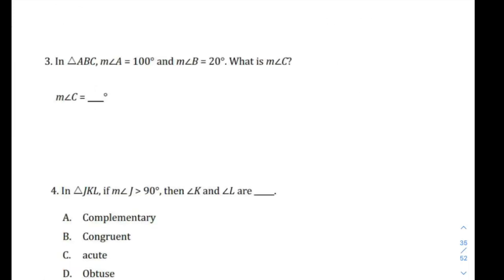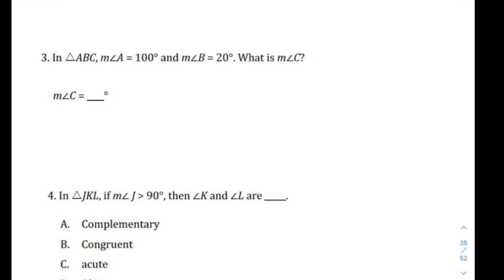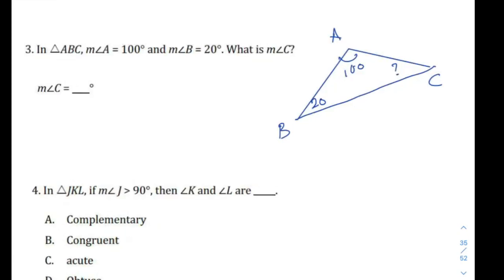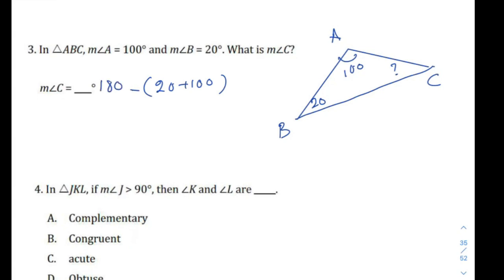What is a measure of angle C given the condition? Triangle ABC, I will sketch it. For example, this is A, B, C. A is 100, angle B is 20. What is measure of angle C? Of course, the triangle sum theorem says that the sum of interior angles of any triangle is 180. So we will add 20 plus 100 and subtract the sum from 180. Surely the rest completes the 180 and the result will be 60 degrees.